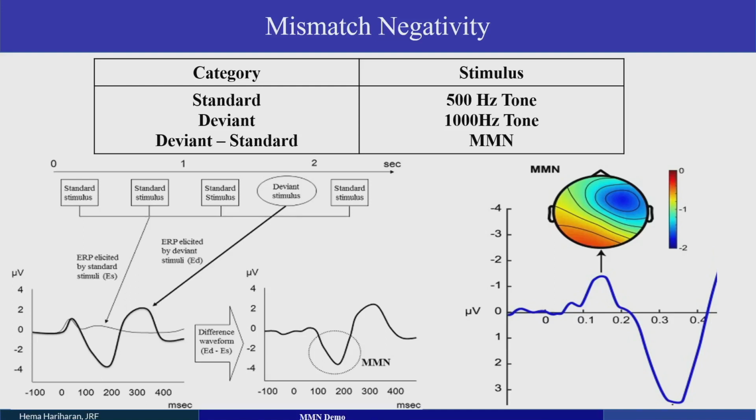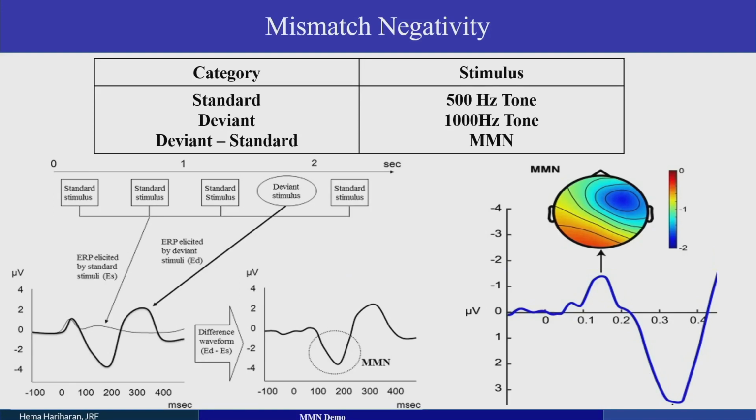We can modify the experimental protocols according to what we want to find out. Different types will obviously have different kinds of results also. So this is about the MMN pictorial representation of how it looks.